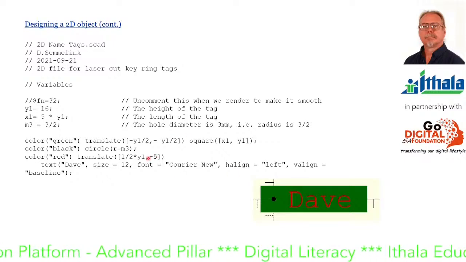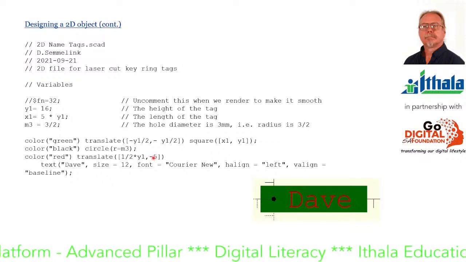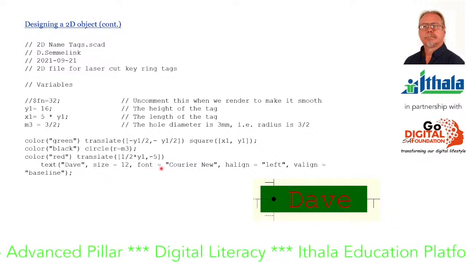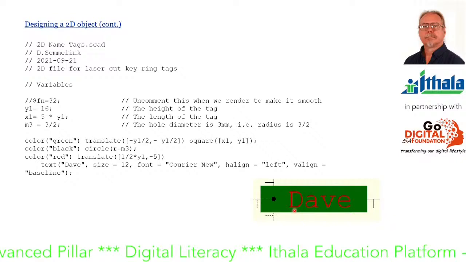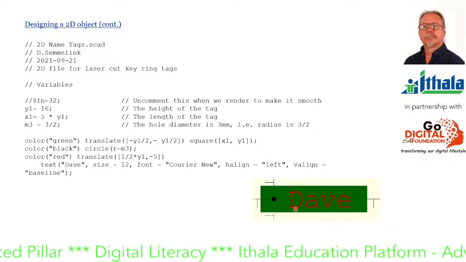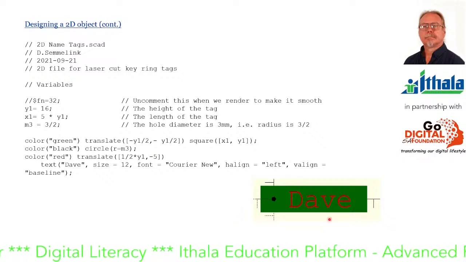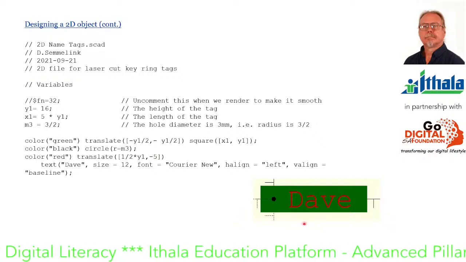Okay, the -5 I got with a little bit of experimentation. I had used half of 12, that made it -6, but then that got a little bit too close to the bottom. It wasn't nicely centered. So I found out that by using -5, it centered it nicely this way.